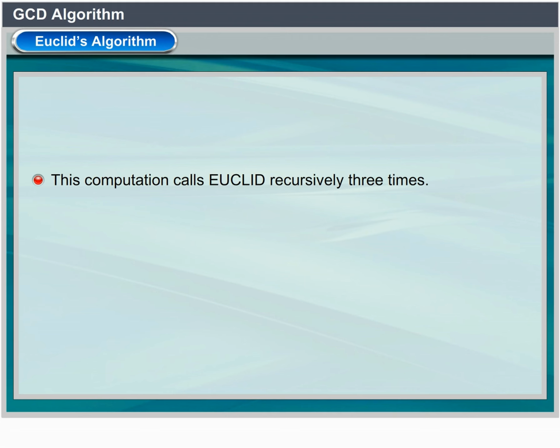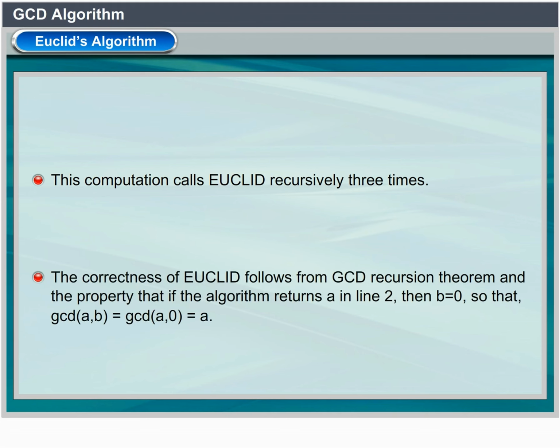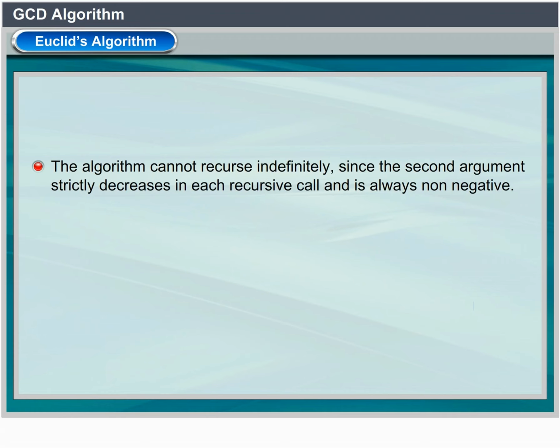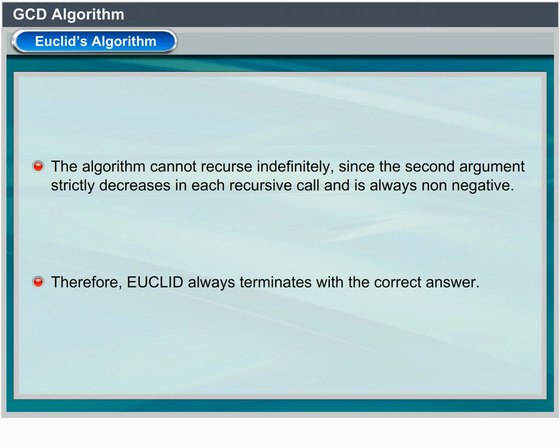The correctness of Euclid follows from the GCD recursion theorem and the property that if the algorithm returns a in line 2, then b equals 0, so that GCD(a, b) equals GCD(a, 0) equals a. The algorithm cannot recurse indefinitely since the second argument strictly decreases in each recursive call and is always non-negative. Therefore, Euclid always terminates with the correct answer.